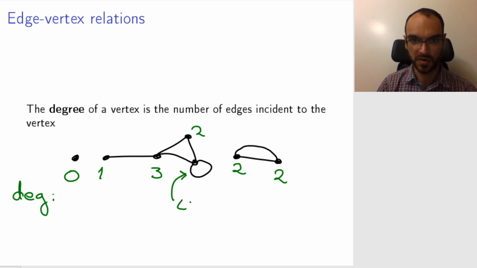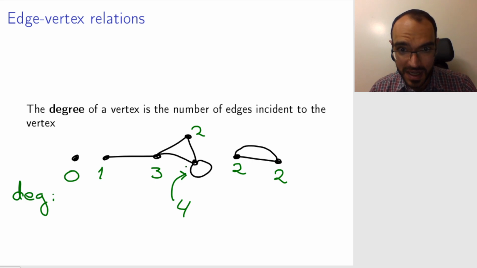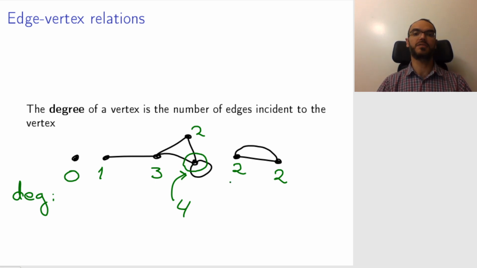This one has degree 4. You might protest and say that, okay, we see 1, 2 here, and the loop surely is just one extra edge. But a loop is counted as 2 because, philosophically speaking, it goes in and out. And also, if you want to remember this, zoom in on the vertex, and you will see that there are, in fact, 4 branches going out of the vertex.